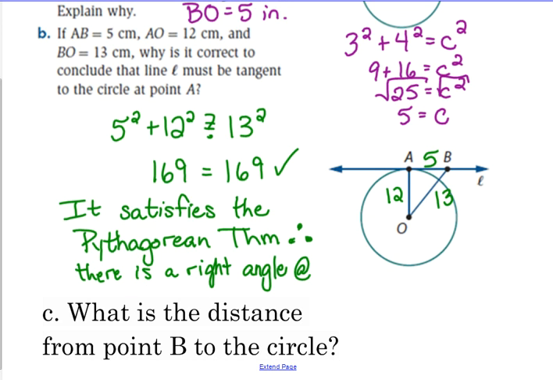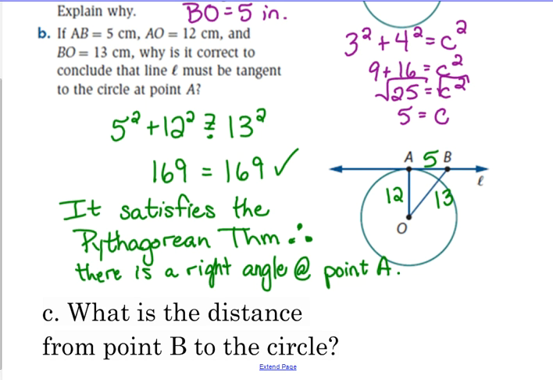At point A, it satisfies the Pythagorean theorem. So if there's a right angle, therefore it's a tangent line. By the way, 5, 12, 13 is another special triangle. Okay, 3, 4, 5 and 5, 12, 13.